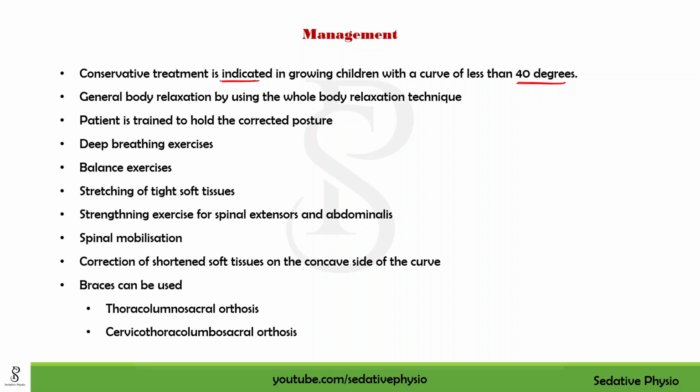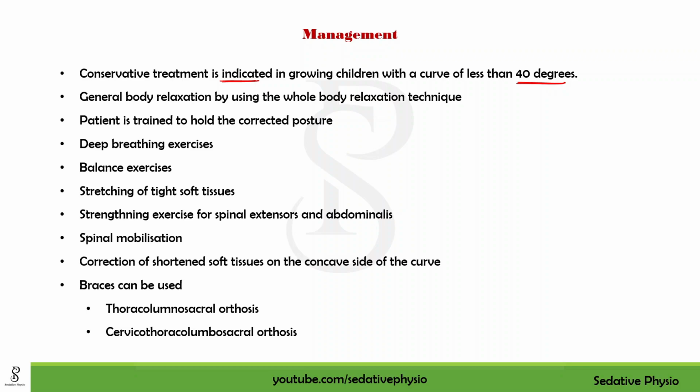Now in some cases, if the degree of the curvature is more than 40 degrees, we cannot proceed only with physiotherapy. In such cases, surgical interventions are indicated. It means if there is a growing child and the curvature of the spine is less than 40 degrees, then we can proceed only with the conservative treatment or physiotherapy management. But if the angle of the curvature is more than 40 degrees, then surgical interventions can be used to recover that particular curvature. Then afterward, we will play a role in the rehabilitation of the patient.